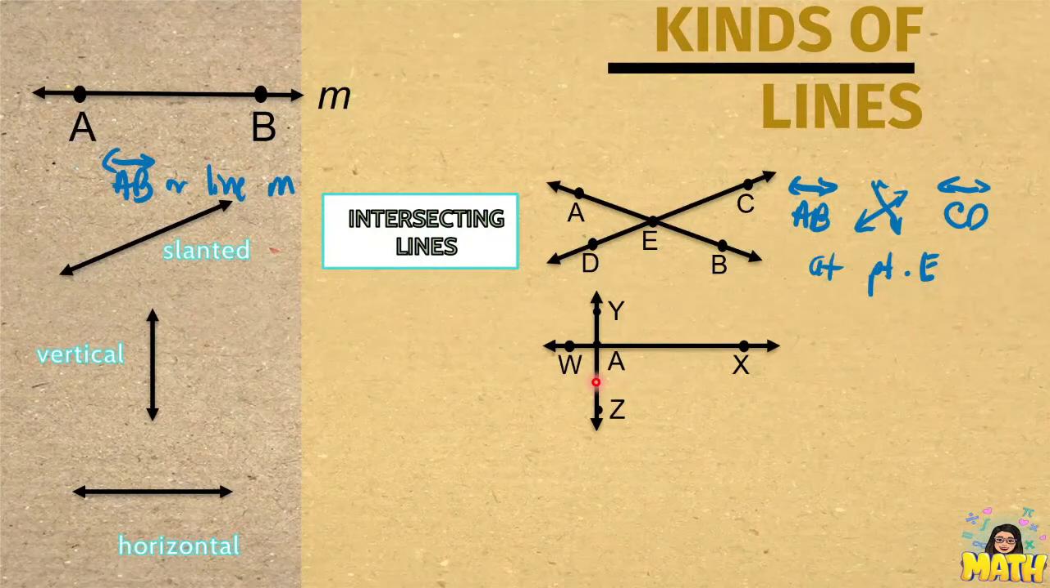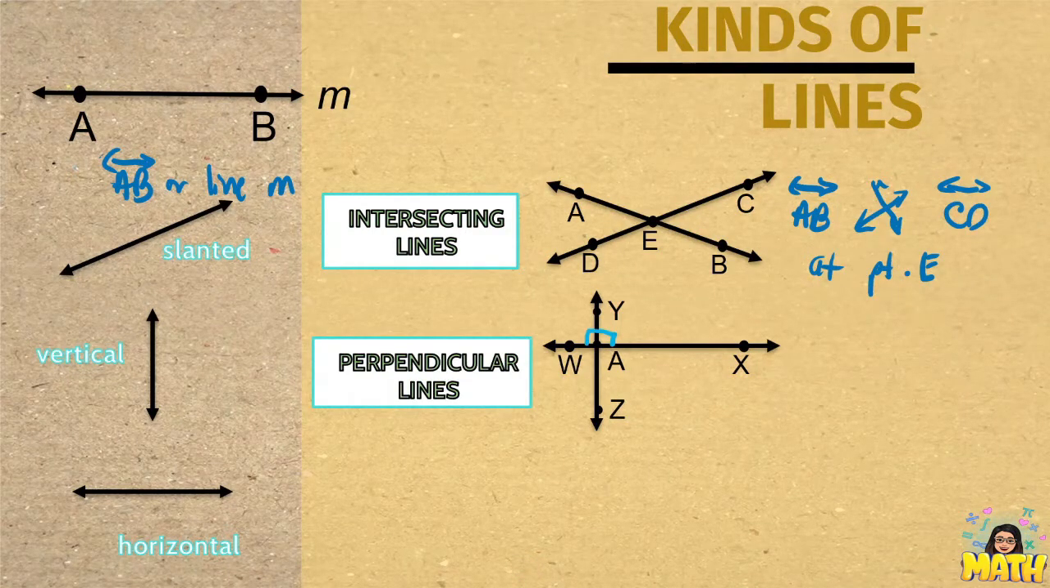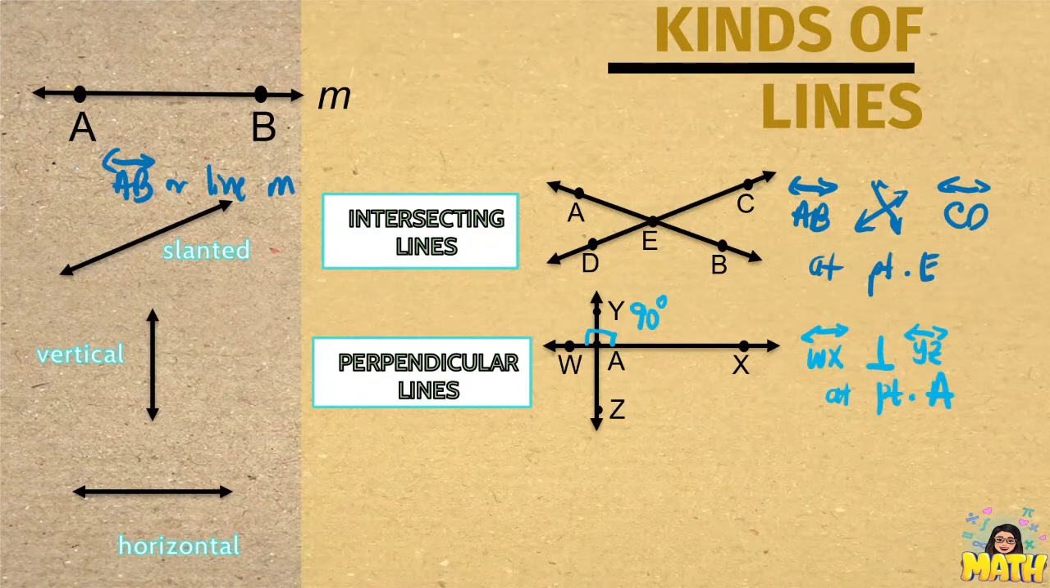Another example is this figure, wherein the two lines also intersect each other, but as they intersect, they form right angles here. So this one is what we call perpendicular lines. When we say perpendicular, the lines meet each other and they form right angles or 90-degree angles. We can represent this as line WX perpendicular to line YZ at point A.